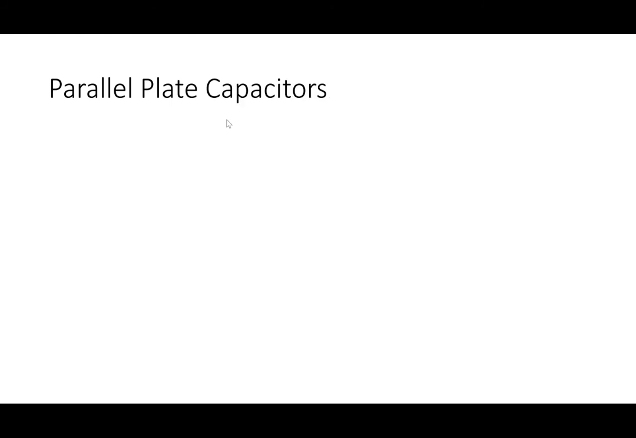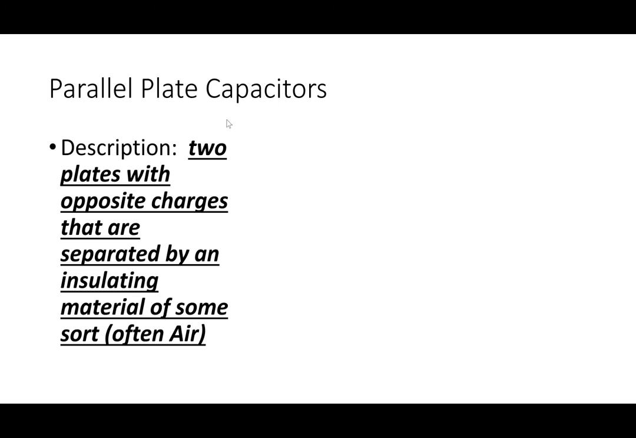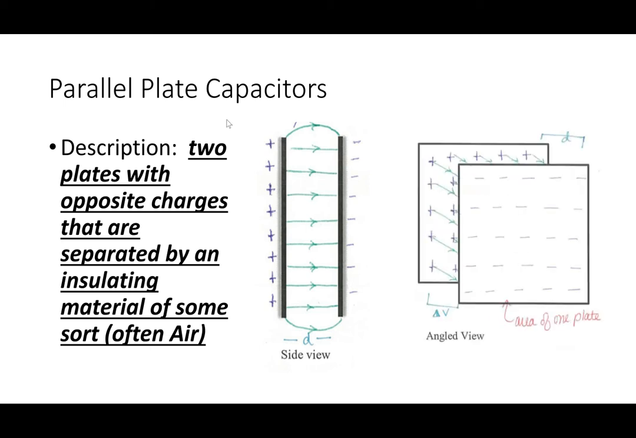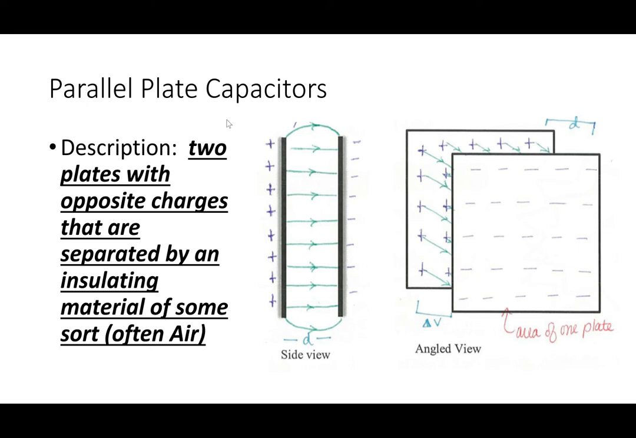So if we're looking at parallel plate capacitors, this is literally two plates, like metal plates, that are parallel to each other, and oppositely charged, one positive, one negative, and they're separated by some type of insulating material. We're going to use air for all of our examples. So what happens if you look from the side? There's a distance d apart. One side is positive while the other side is negative, and there is a giant field going from the positive to the negative.